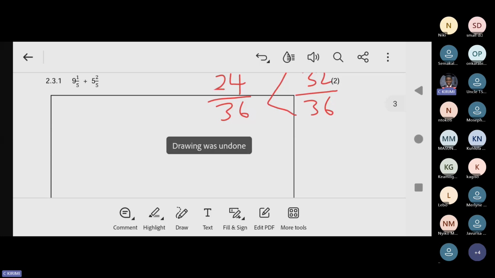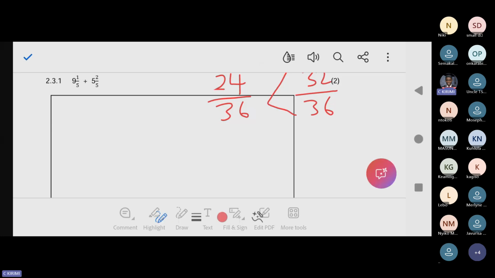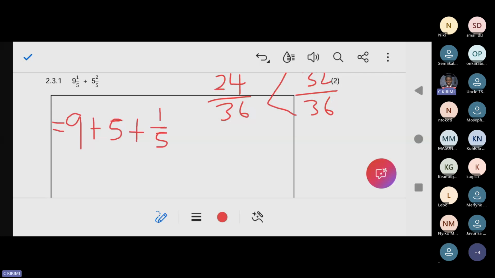Then for the next question, if you are adding mixed fractions, we have 9 and 1/5 plus 5 and 2/5. So first, you add the whole numbers together. 9 plus 5, these are whole numbers. Then you add the fractions, 1/5 plus 2/5, on their own. What is 9 plus 5? 9 plus 5 is 14.